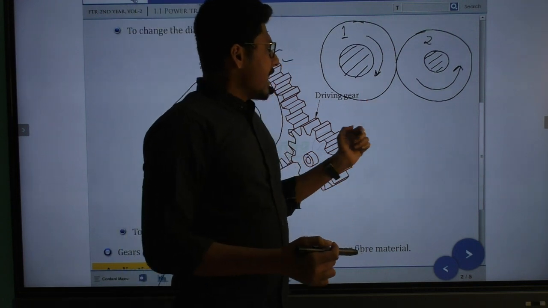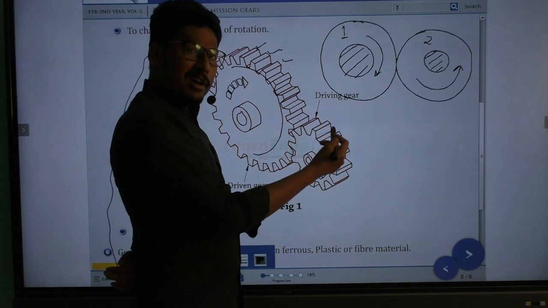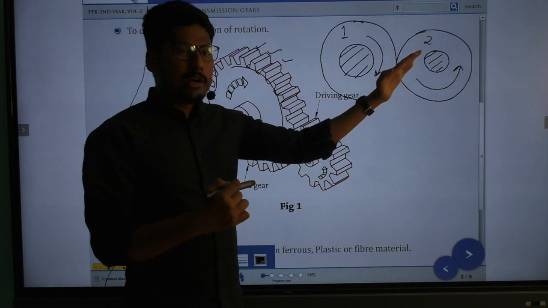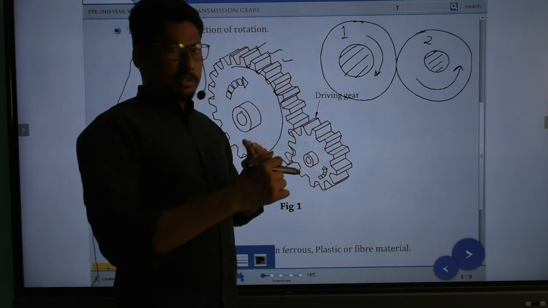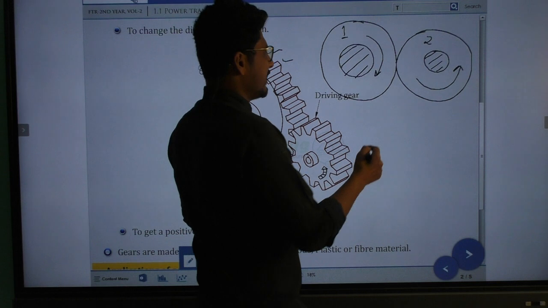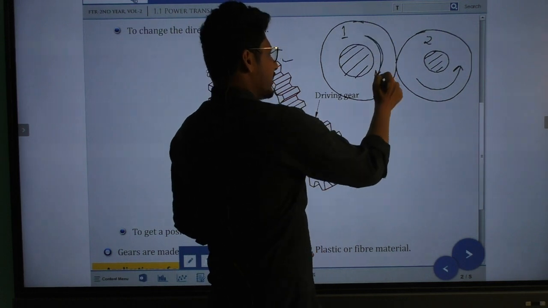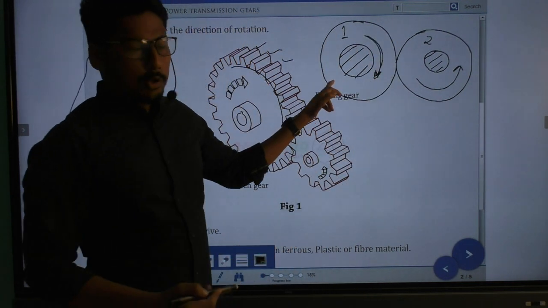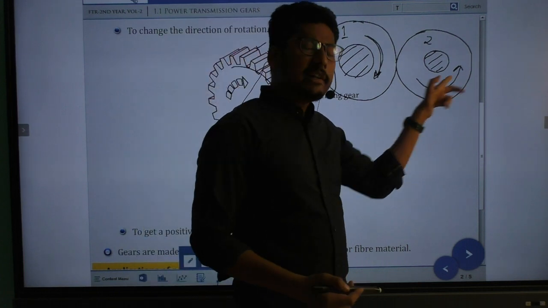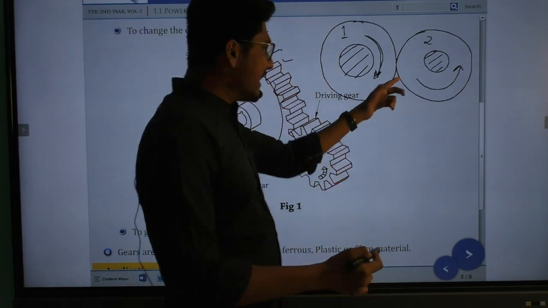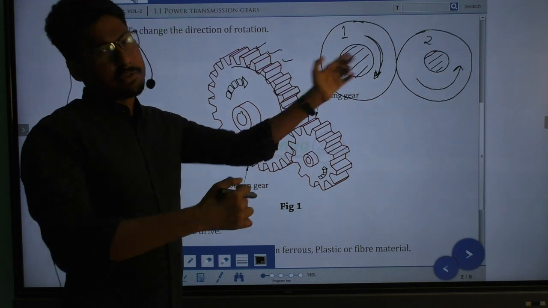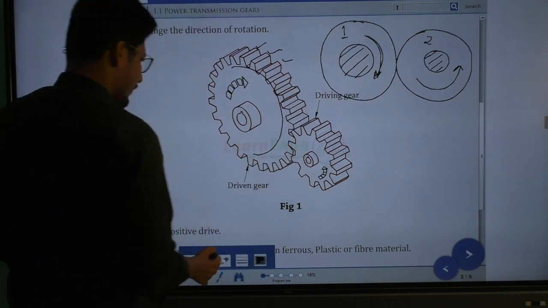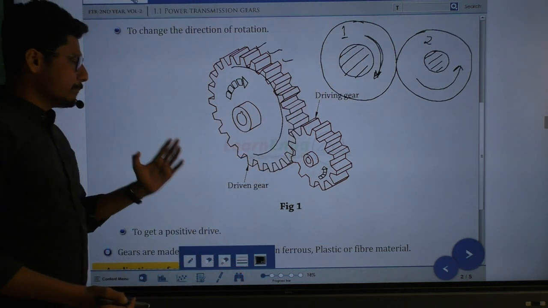From this, I said that gears transmit motion and also direction. That means in this gear the rotation is clockwise, and in this gear the rotation is anti-clockwise. You can see that it can change the direction of motion. Then the next one is very important.